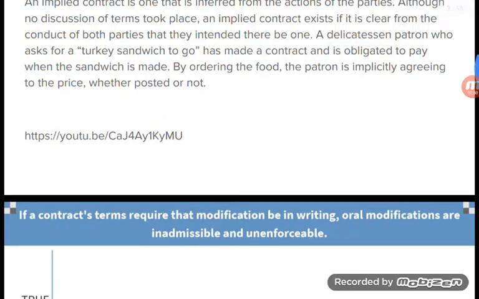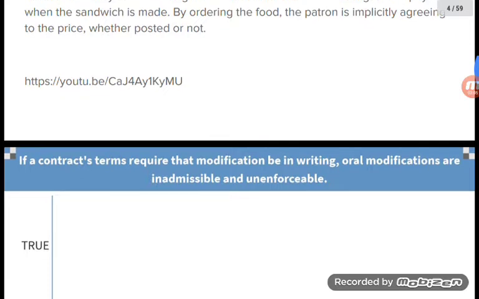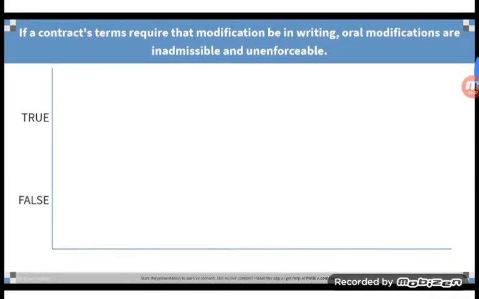Oh, by the way, there is this YouTube video right here. It's a good video, and it's in regards to implied contracts, express contracts. It basically just restates in a different way what I just said, but you might find it useful.